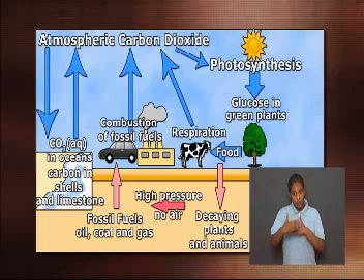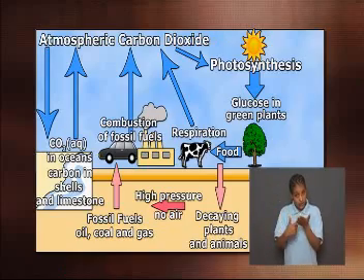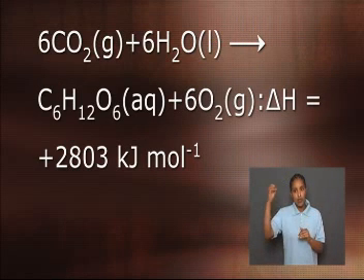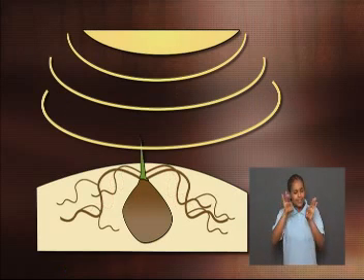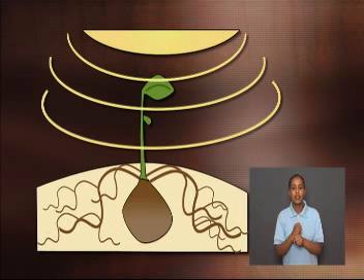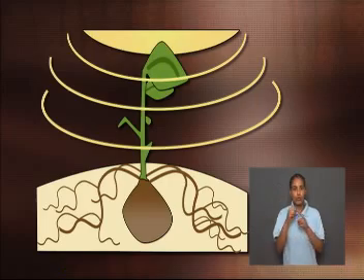This process is called photosynthesis. In fact, you probably already learned about this in biology. The chemical equation for photosynthesis looks like this. Solar energy from the sun provides the energy that is necessary for this reaction to occur. This makes photosynthesis an endothermic reaction. Heat energy is used to produce a reaction.